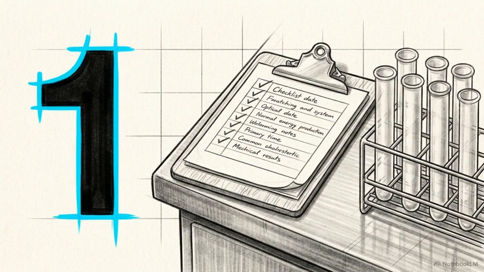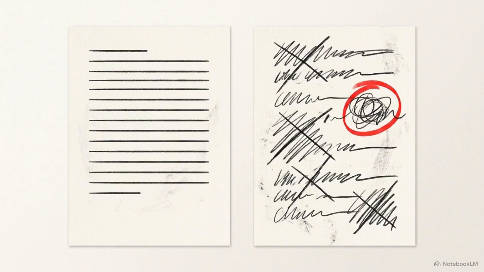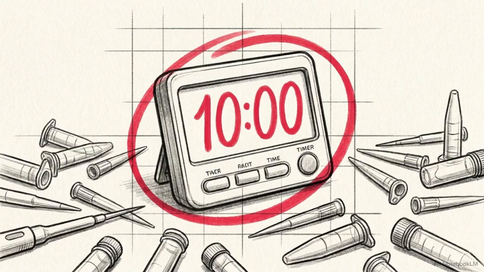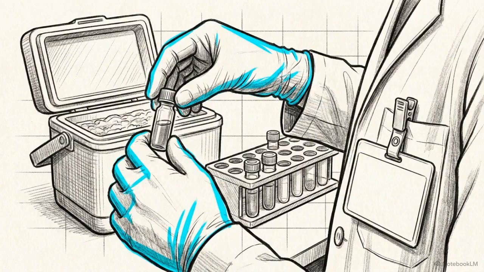Step 1. Reconstruct the exact failed workflow. Look at this side-by-side comparison. On the left is your pristine standard operating procedure. On the right is what physically happened on the bench. You have to map out the hidden 10-minute delays, the exact plastics used, and who actually handled the tubes, rather than what the document says should have happened.